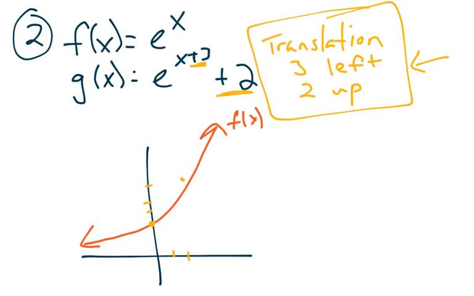Okay, the graph is going to look very similar. It's just going to look something probably like this. And it will flatten out over there. And that would be g of x here in yellow. Okay, so that's an example of another translation with another exponential function.